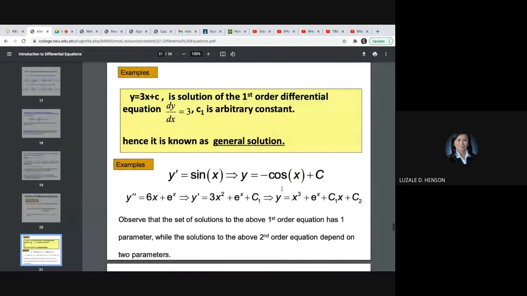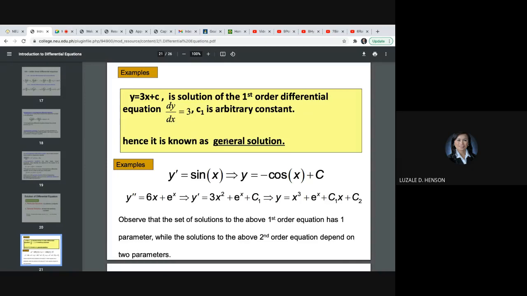Now, let's have an example. Itong solution na y is equal to 3x plus c, function na to class, no? It's the solution of the first order differential equation y prime. Kasi c lang siya eh. C sub 1 or c. You don't need to put sub 1 kung isang beses ka lang nag-integrate. So, tawagin mo lang siyang c. Maglalagay ka ng c sub 1 kung alam mong meron pa siyang second integration.